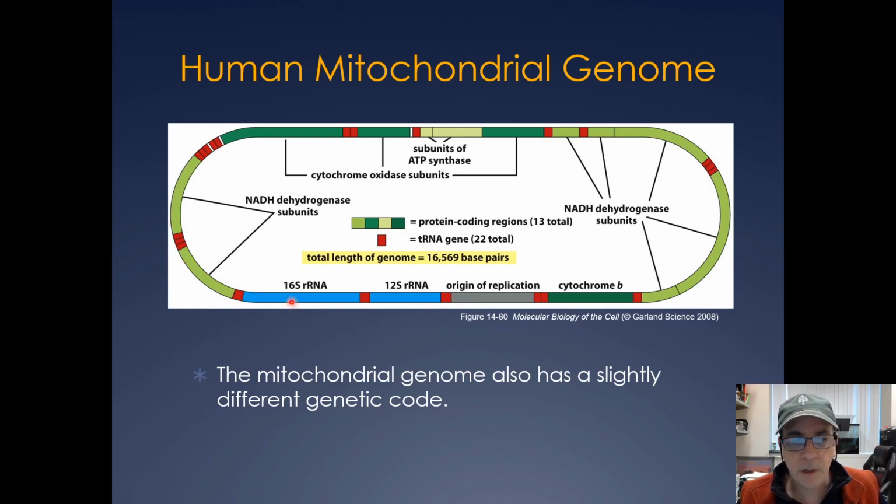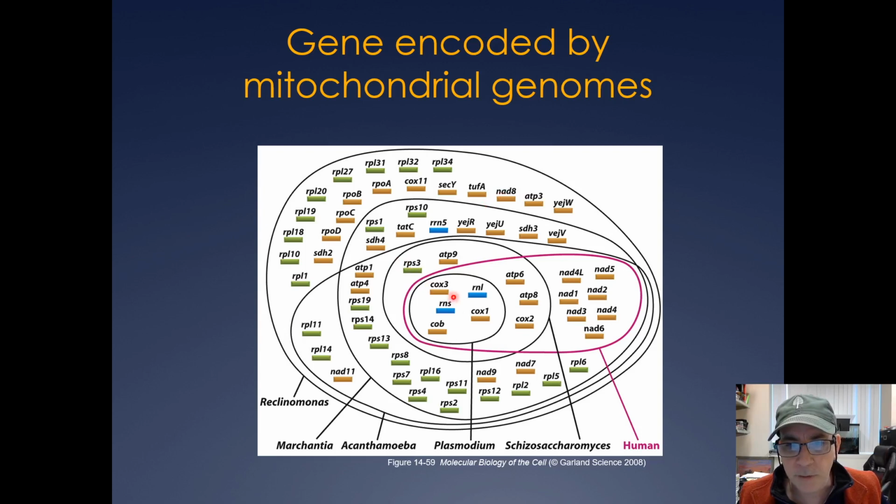So you have, of course, the 16S and the 12S ribosomal RNAs, right? They're going to make the mitochondrial ribosomes. And then there's cytochrome B, which is part of the cytochrome BC1 complex. You have the NAD hydrogenase subunits. There's some over here, a couple over here. Subunits of the ATP synthase, and then cytochrome oxidase subunits, right? That's the COX-1 and COX-3 that we saw over here, the cytochrome oxidase.